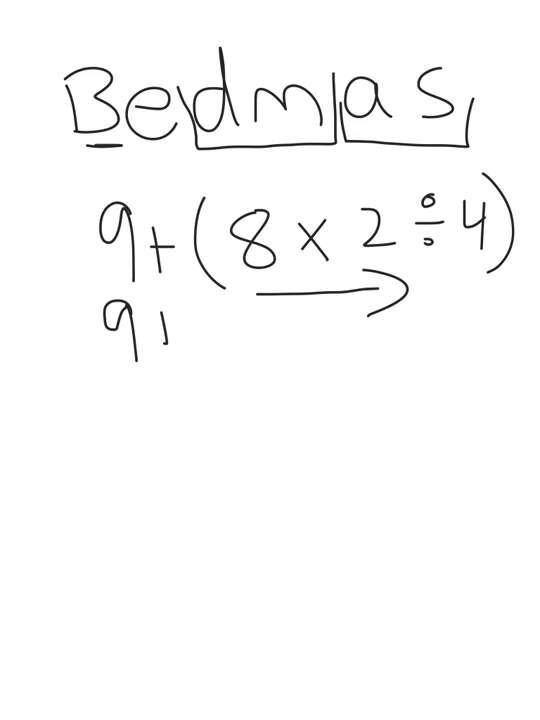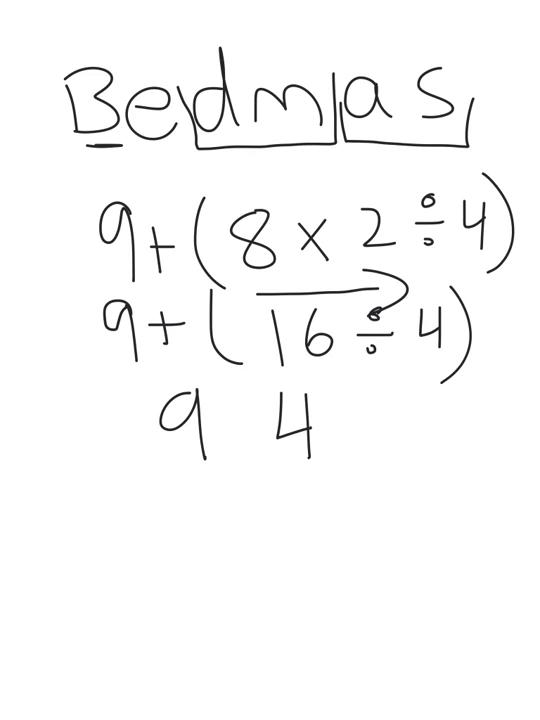So here I'm going to rewrite 9 plus. Now instead of 8 times 2, I'm going to put in 16. And then I'm rewriting divided by 4. Next step, still stuff in brackets, the 16 divided by 4, which is obviously 4. Rewriting. Finally, 9 plus 4 equals 13.